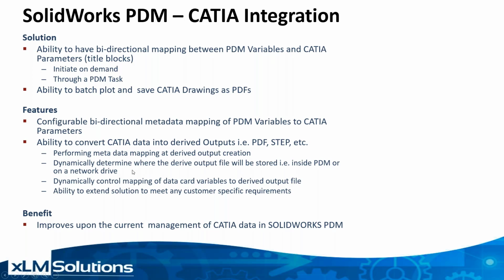We can dynamically determine where that derived output file is stored. In this case, we put it inside of PDM in the same folder as the CATIA drawing, but we could put it outside of PDM on a network drive or in a different folder structure as desired. We can also create dynamic mappings of metadata from the CATIA drawing to the derived output file data card. And the solution that you've seen today can be extended to really meet any specific customer requirements.